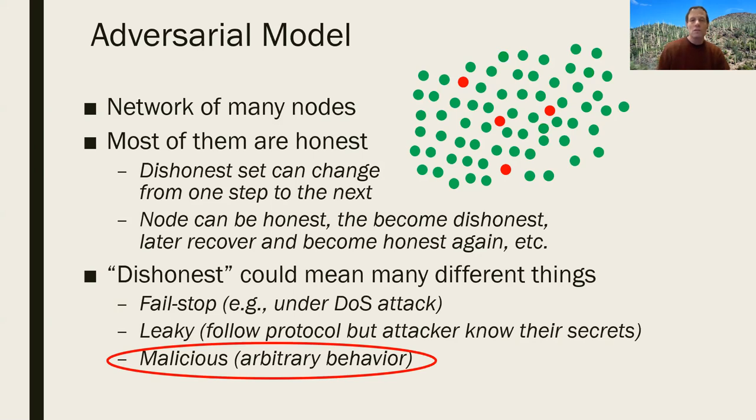What dishonest nodes mean could be many things. You can think of fail stop, like a denial of service attack type thing. You can think of a leaky node that follows the protocol, but the attacker knows all of their secrets. For us, in this talk, I will talk about the worst case scenario where the node that's controlled by the adversary is malicious. So it can arbitrarily deviate from the protocol. It can do whatever it wants.